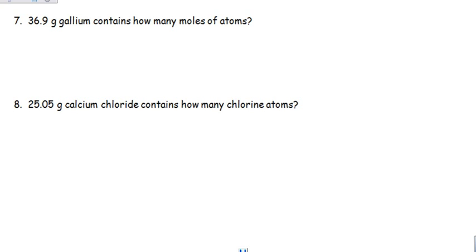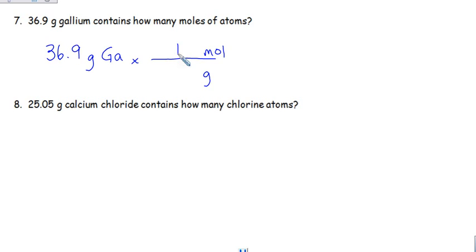So I start with what I have, 36.9 grams of gallium. We'll set up our proportions. To cancel the unit we have, grams, we want to switch it to moles. Anytime you see the unit mole, we're always talking 1 mole. And the mass in grams will be on your periodic table. This is the molar mass. We just have to look it up.